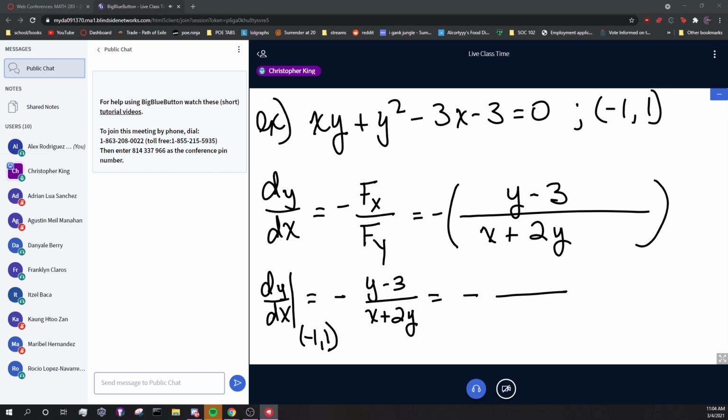Now we evaluate this at the point negative 1, 1. Putting negative 1 in place of x and 1 in place of y, I have the negative of 1 minus 3 over negative 1 plus 2 times 1. So I have negative of negative 2 over 1, which gives a value of 2 for dy/dx. Any questions?